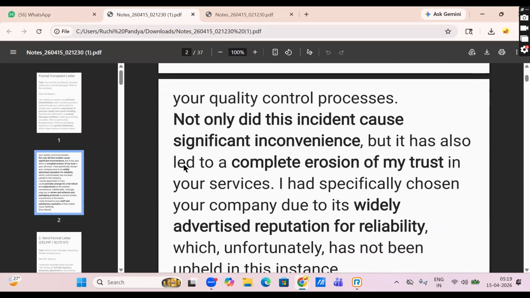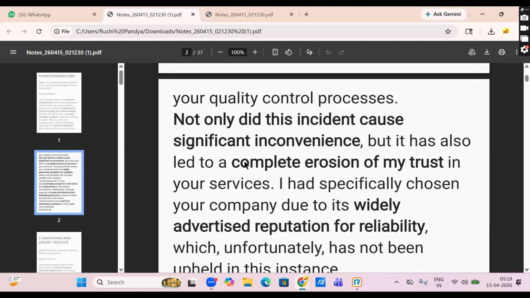You can do what we normally do, close your eyes and listen to this sentence. Not only did this incident cause significant inconvenience, but it has also led to a complete erosion of my trust in your services. Erosion, you all know, there is soil erosion, where the top layer of soil gets washed away. Erosion means to be wiped away, to diminish, to reduce.